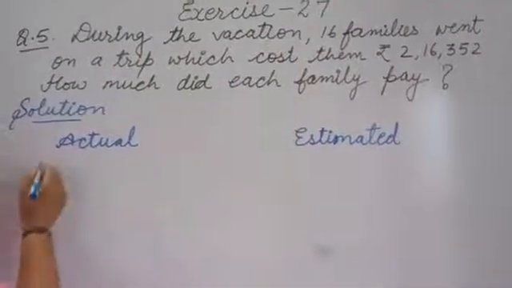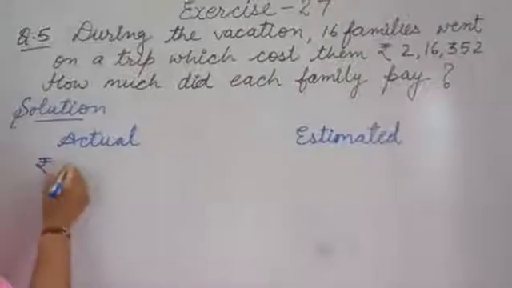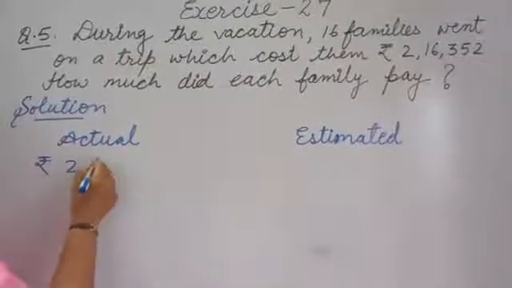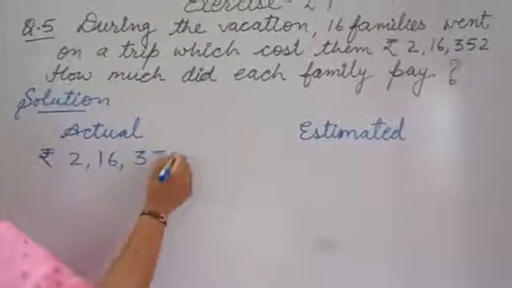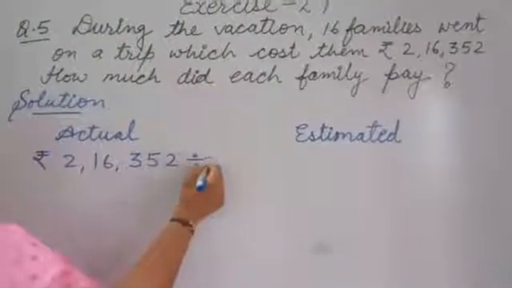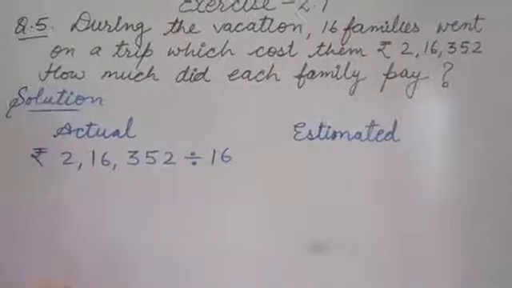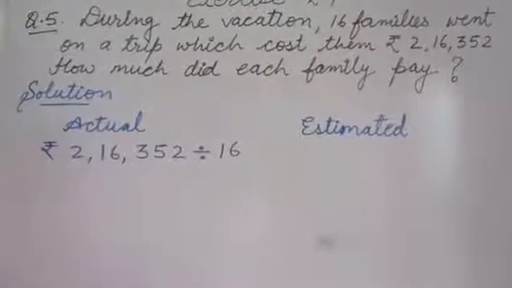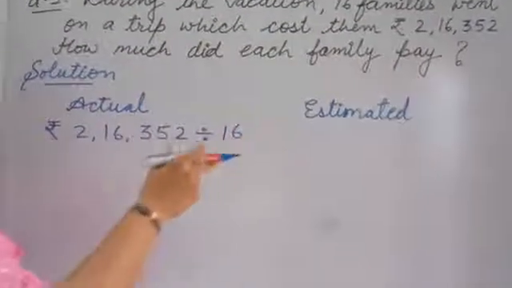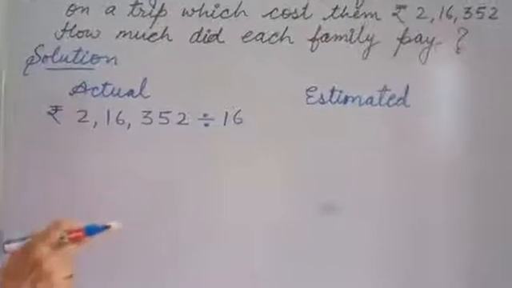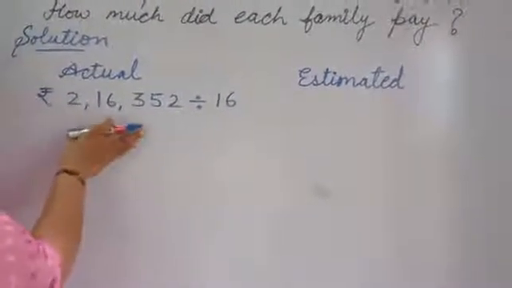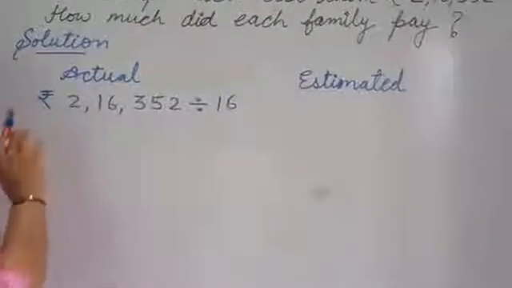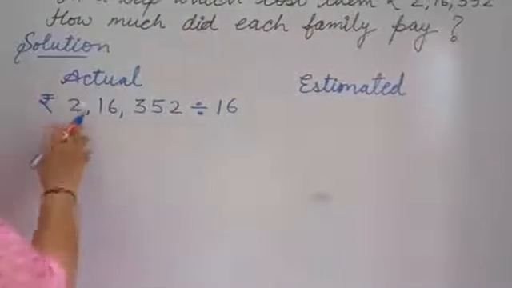For actual what do we do? Rupees 2,16,352 divided by 16. For actual we will do divided by 16. And here we have to do estimation. So for estimated what will we do? We will find their rounding numbers. The last column is lakh, so we will find rounding of lakh.